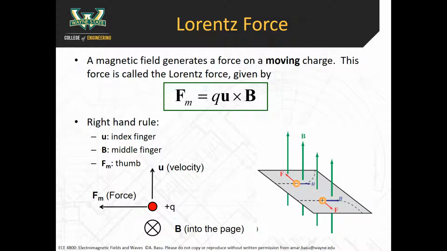The first concept in the magnetostatics chapter is something called the Lorentz force. For those of you who've taken courses in physics, you've probably seen this before, even those of you who've worked with electronics and maybe Hall effect sensors. A magnetic field generates a force on a moving charge. I want to make sure that everyone recognizes this is a moving charge. If the charge is stationary, there's no Lorentz force.